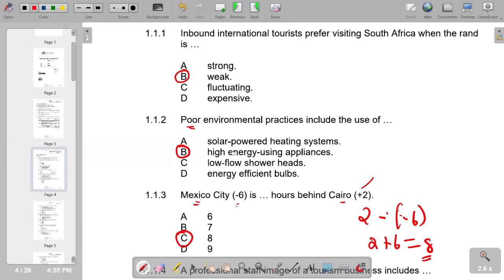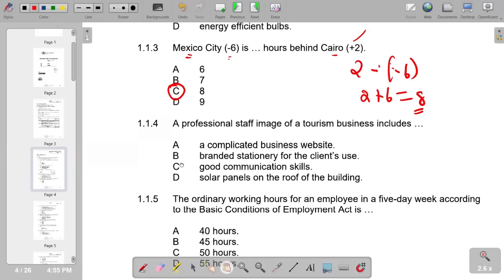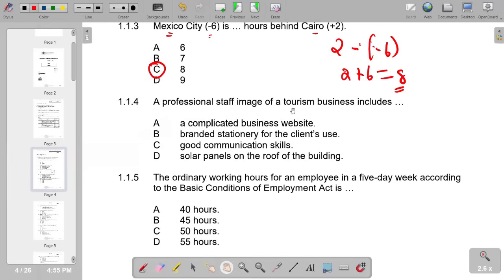And we move on to the next part, which is number 4. A professional staff image of a tourism business includes... So which one is a professional staff image? With the responses given, you'd see that good communication skills is the most appropriate. And we go to number 5. The ordinary working hours for an employee in a 5-day working week according to the Basic Conditions of Employment Act is 45 hours. We have that on B.